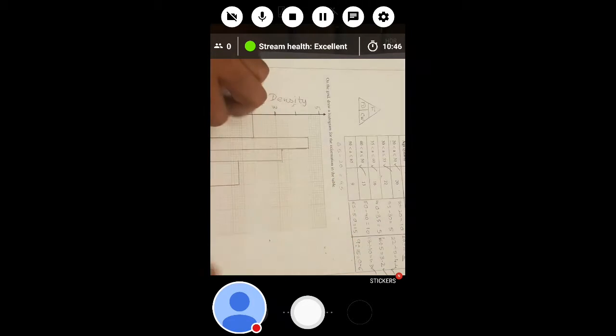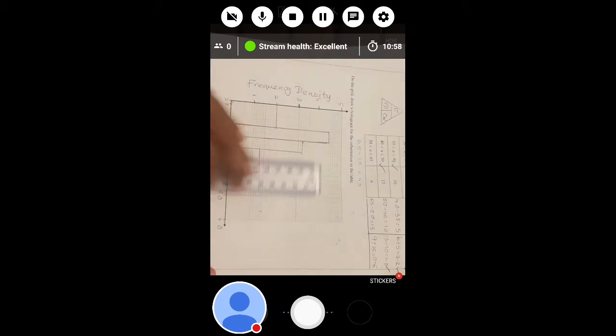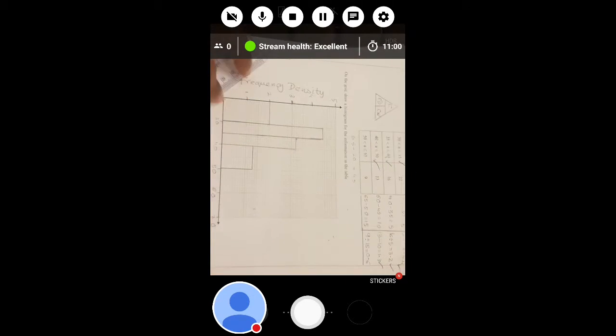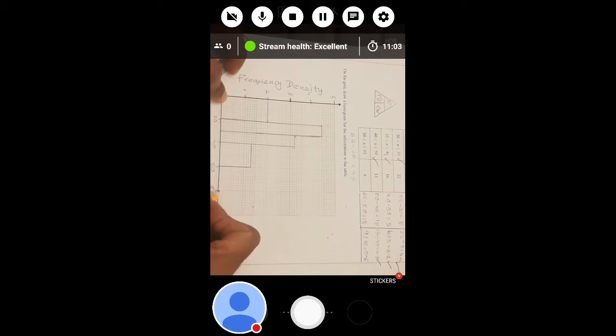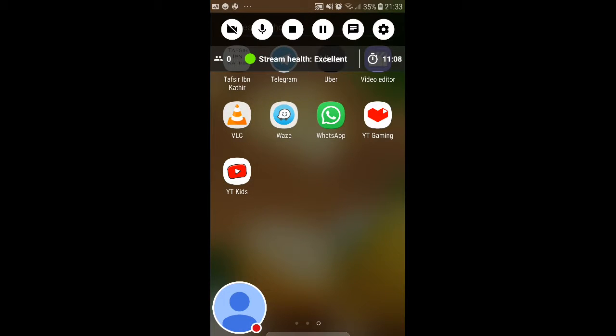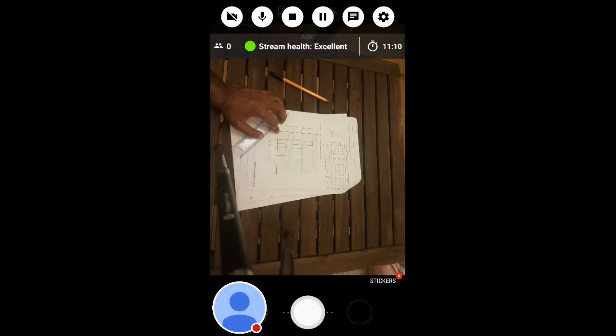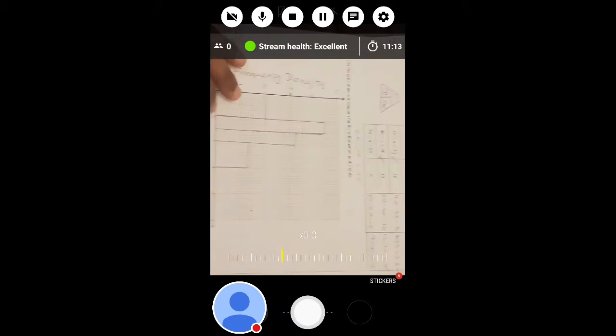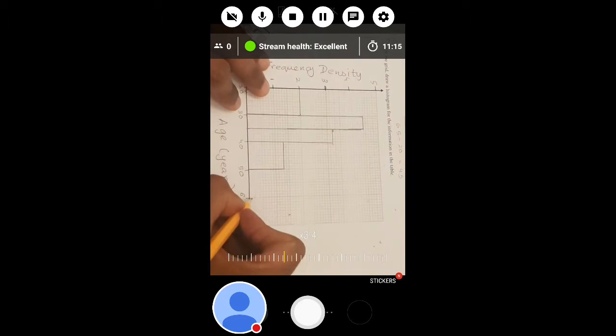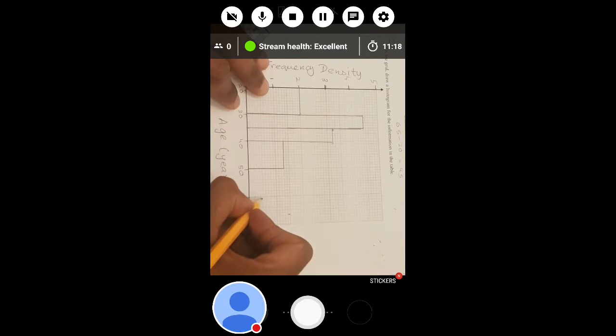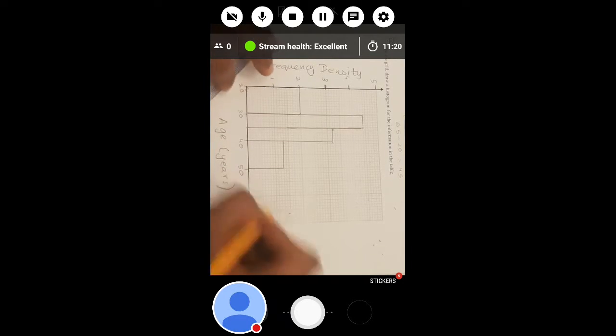The last one is 50 to 65. So 65 is around about there, and it's 0.6. Camera's gone again, get it back. So that's 0.1, 0.2, 0.3, 0.4, 0.5, 0.6.